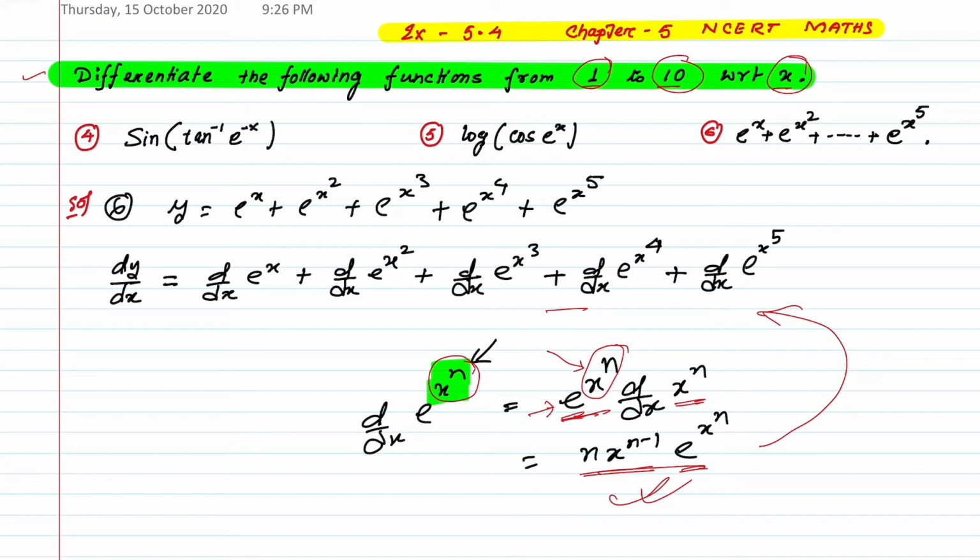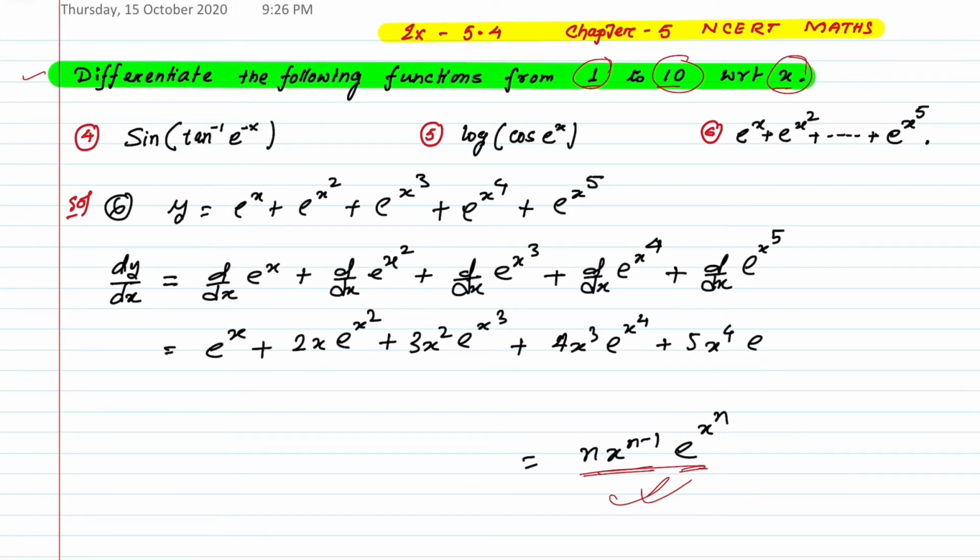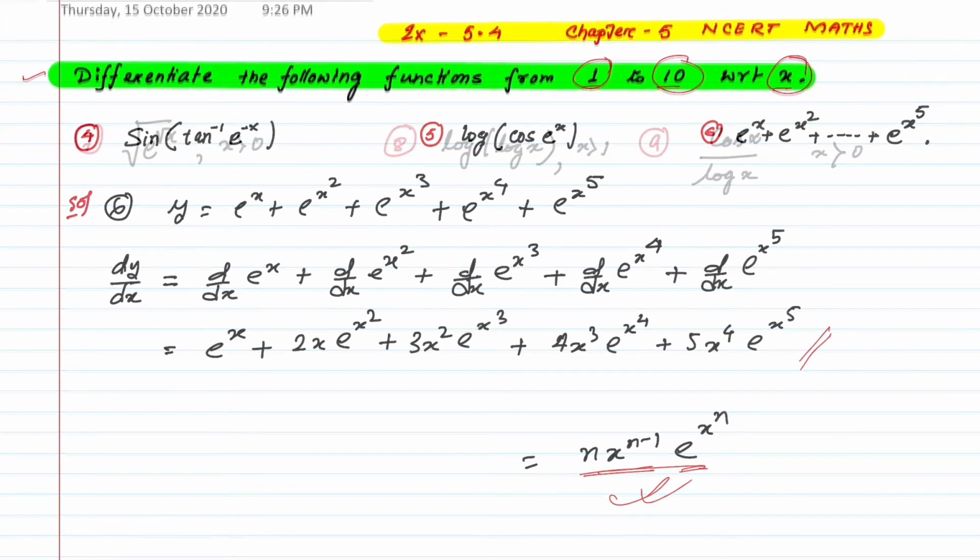So what will we get here? Let me clean this part. Here the derivative of e to the power x is simply e to the power x, and in the next one we will get 2x e to the power x square, then 3x square e to the power x cube, then 4x cube e to the power x to the power 4, then 5x to the power 4 e to the power x to the power 5. So this is our final result. That's how we can differentiate. Hope you have understood. Now let's move on to the next question.